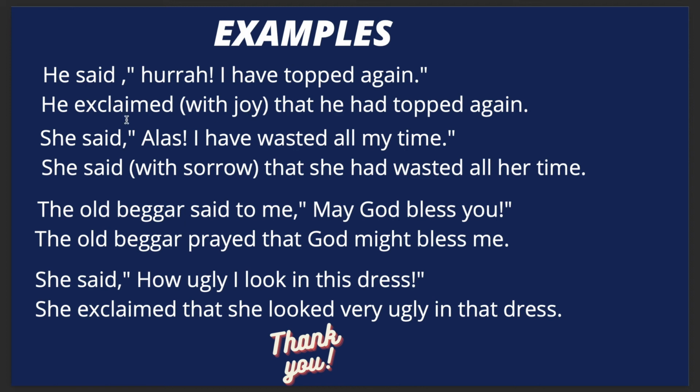So reporting verb is changed to exclaimed. He exclaimed. The inverted commas are replaced by that again. He exclaimed that he had topped the game. This is in past, that is why here perfect. Past changes to perfect. He exclaimed that he had topped again, or you can say he exclaimed with joy, because it's a joyous moment, it's a happy moment to top something. That's why we can use with joy. So he exclaimed with joy that he had topped the game.